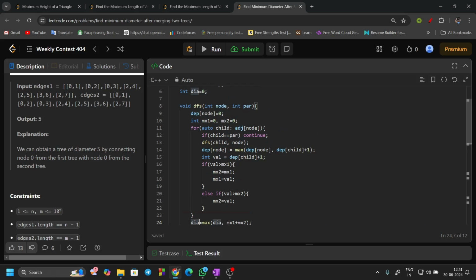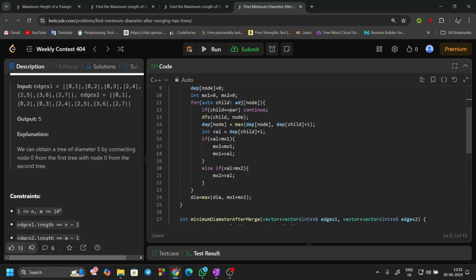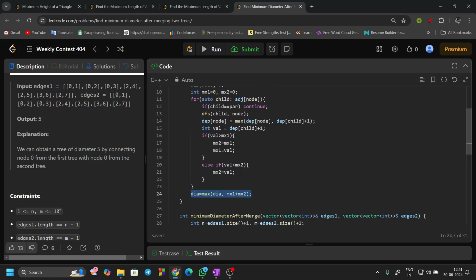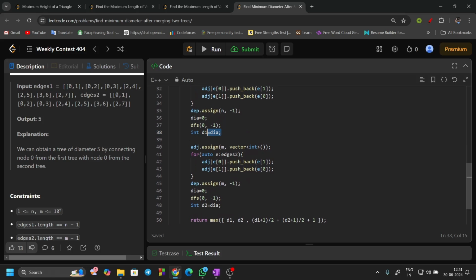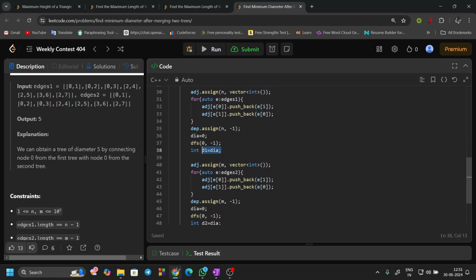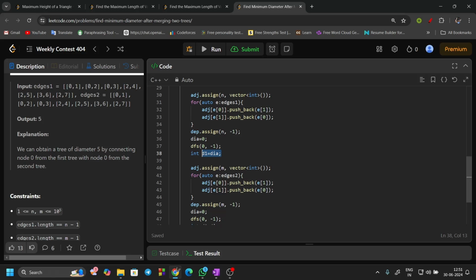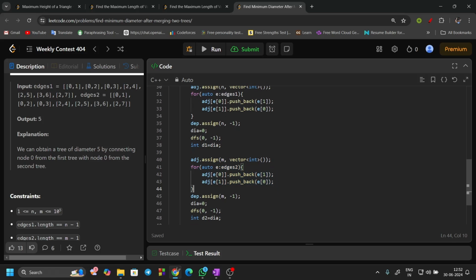So I've initialized this global variable diameter. In this way I'm calculating the diameter for the first tree. I've called DFS for the first tree, and in dia I have got the diameter of the first tree, and I stored it in D1. Now I'll use the same functions to calculate the diameter for the second tree also. I've just cleared this adjacency matrix. Now I'm creating the adjacency matrix for the second tree, using that same adjacency matrix to recreate the second tree.